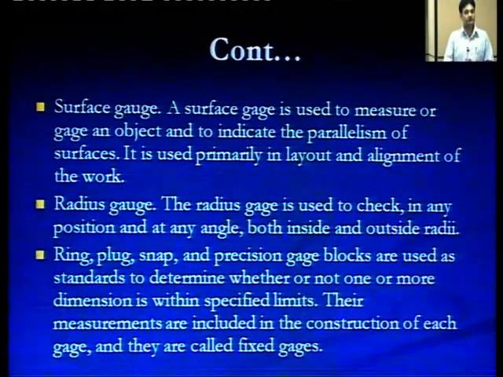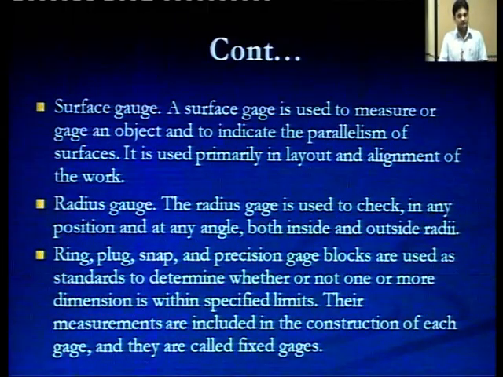Next comes the radius gauge. As is clear from the name, we can measure both inside and outside radii with the help of this radius gauge. Next, the ring, plug, snap and precision gauge blocks.